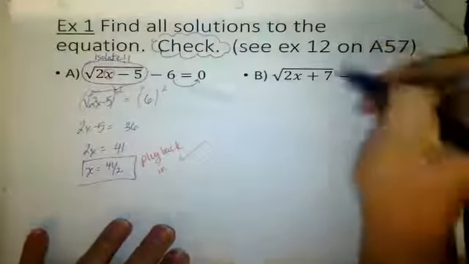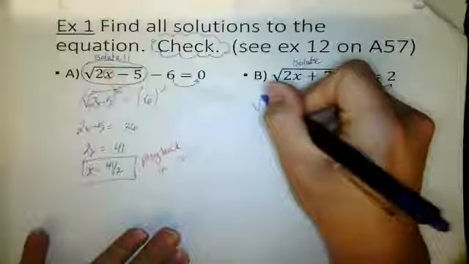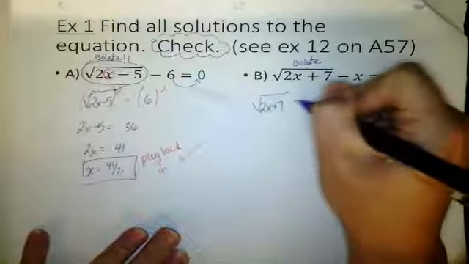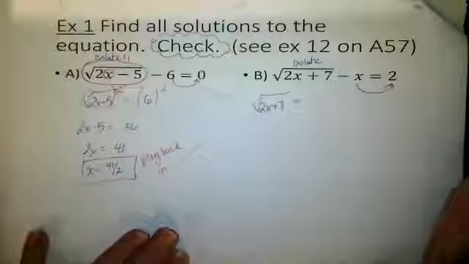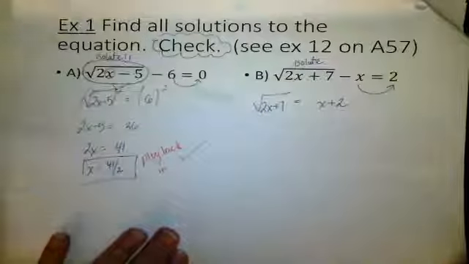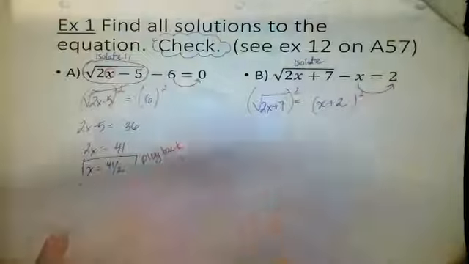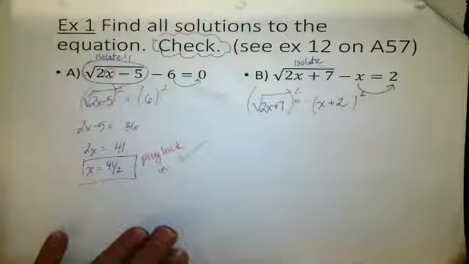Add the x. Yeah, again, we want to isolate our radical. And so 2x plus 7 equals, what do I have on the right-hand side? Good, x plus 2. And then what should we do? Square both sides. And this is where people make mistakes.